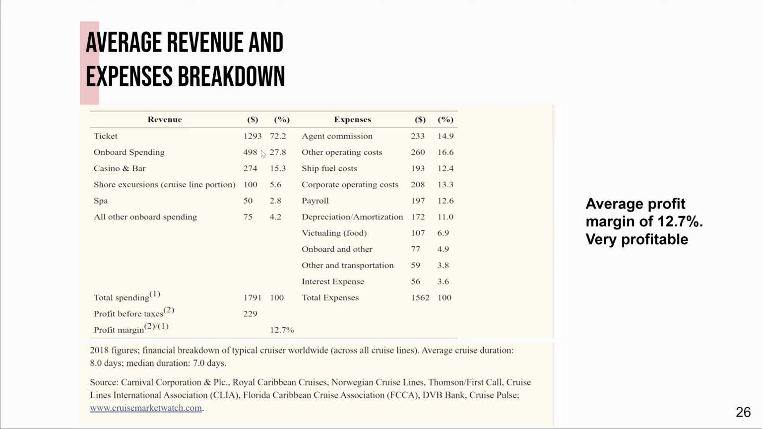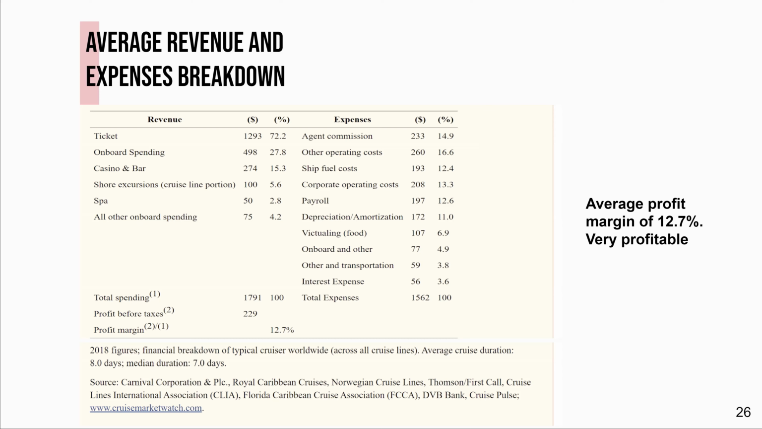So in addition to that, we have onboard spending, which makes up a large portion as well, in addition to casino, bar, shore excursion, etc. And if we take the average expenses, we can expect at least a profit margin of about 12.7%, which is better than most investment and investors.